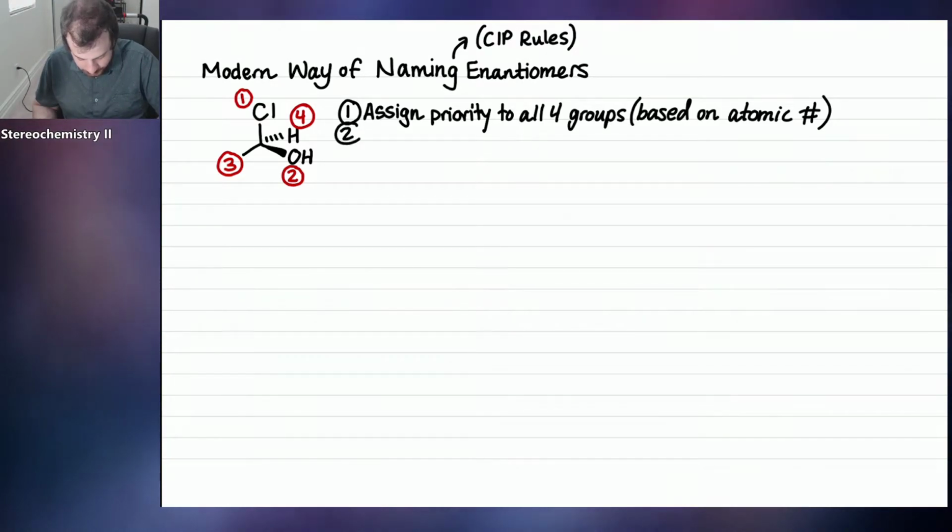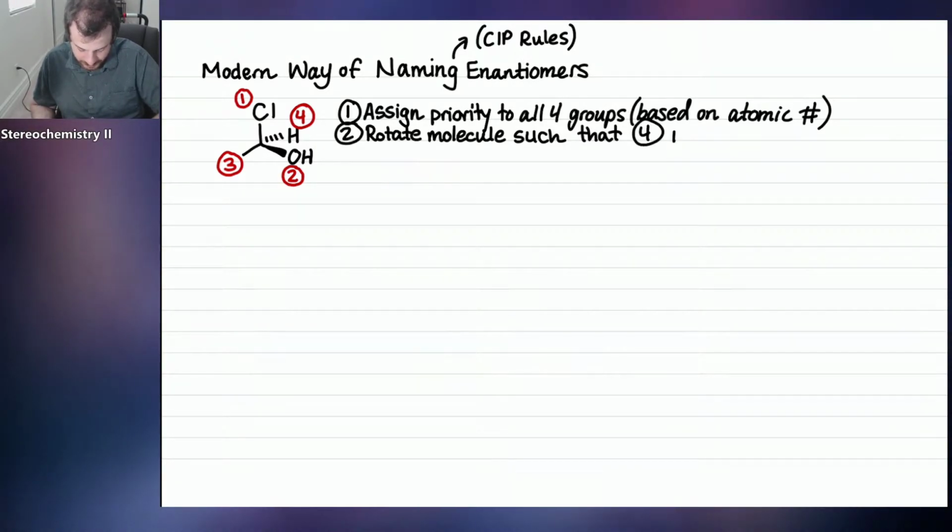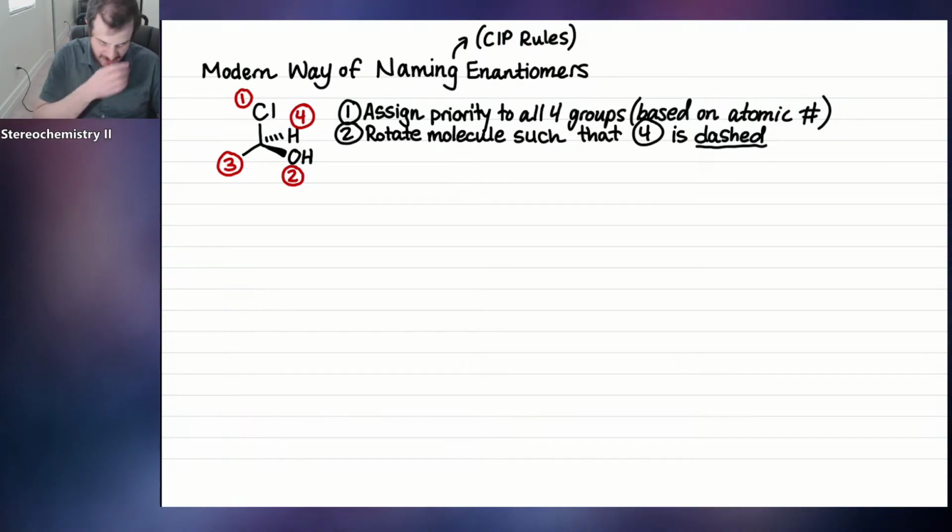Step 2, rotate the molecule such that the lowest priority group is dashed. So such that 4 is dashed. Now, we're lucky in this case, priority group 4 was already on a dash. But there will be some times where priority group 4 is not a dash. So we'll need to potentially rotate the molecule, and we'll look at examples like that. But in this case, I was nice, I already put the lowest priority group on a dash, and a lot of times that'll be the case.